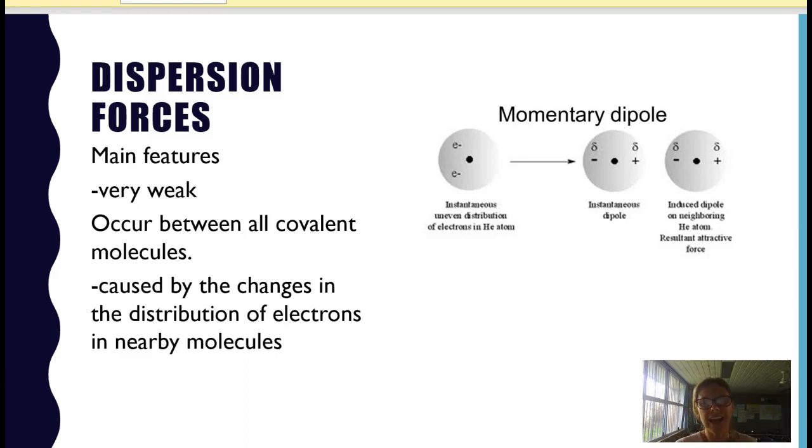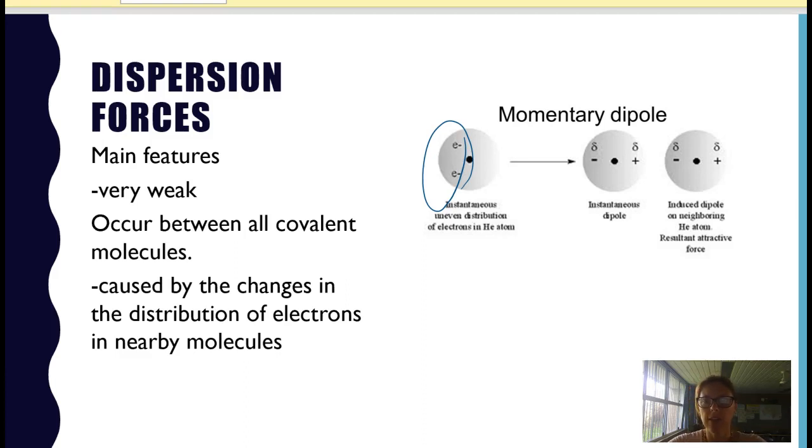So they are temporary. Their positions are temporary because, remembering, our electrons are moving around in that cloud all the time, and they can be in a variety of different places. So if we look in our diagram here, the electrons are all over towards the left-hand side there, creating a negative side on that side of the molecule, and there's an uneven distribution, making the other side more positive.